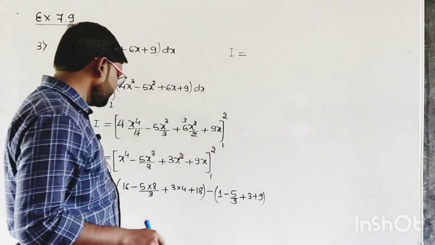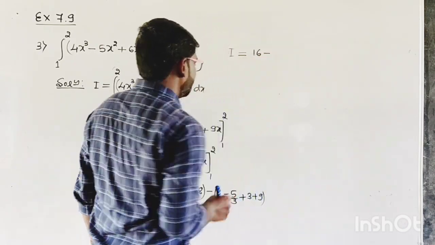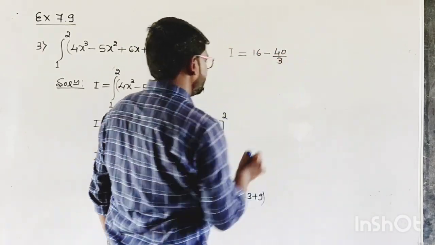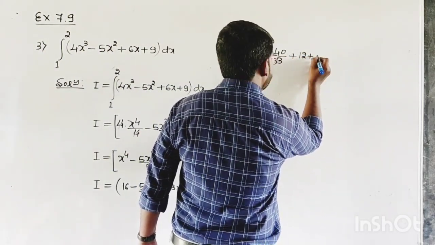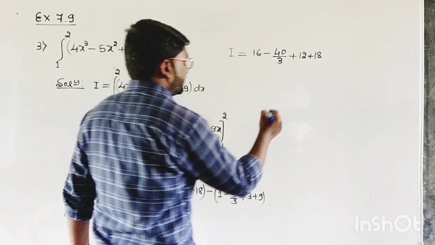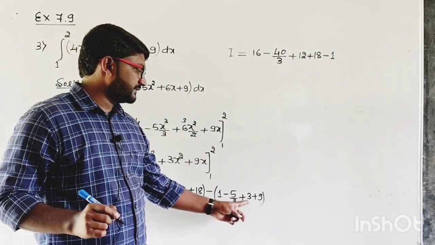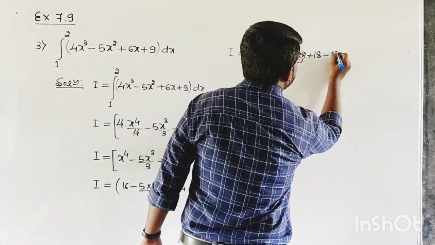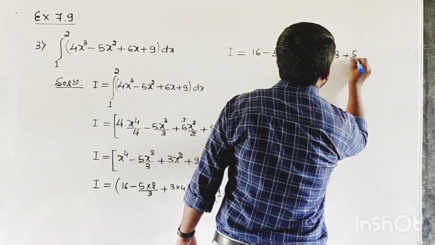So I, which is equal to, let us simplify this now, 16, then minus 8 into 5 it is 40 divided by 3, then 3 into 4 it is 12, plus 18, 12 plus 18. So now multiply minus with all the 4 terms. See here we get minus 1, or else you do one thing, 1 plus 3 is 4, 4 plus 9 is 13, so we get minus 13. I am writing it directly. Then minus into minus is plus 5 by 3, so plus 5 divided by 3.